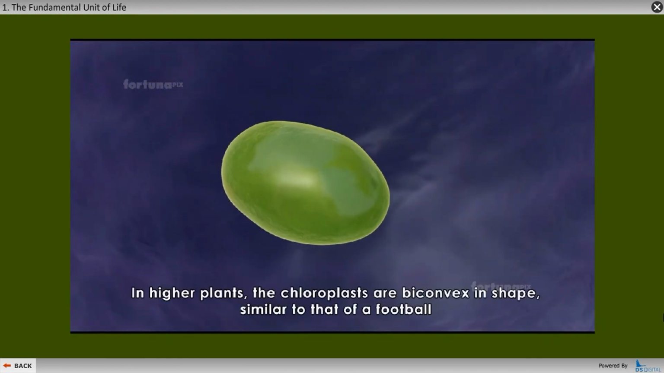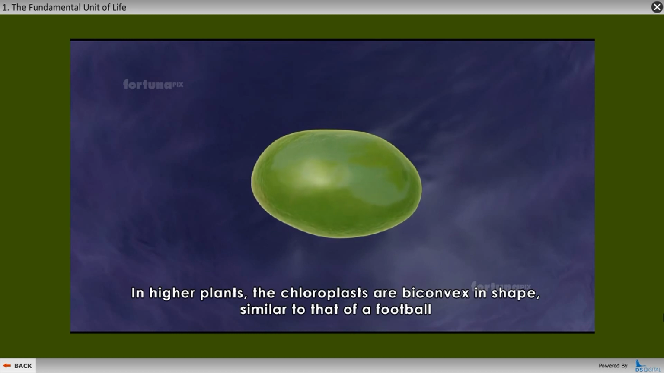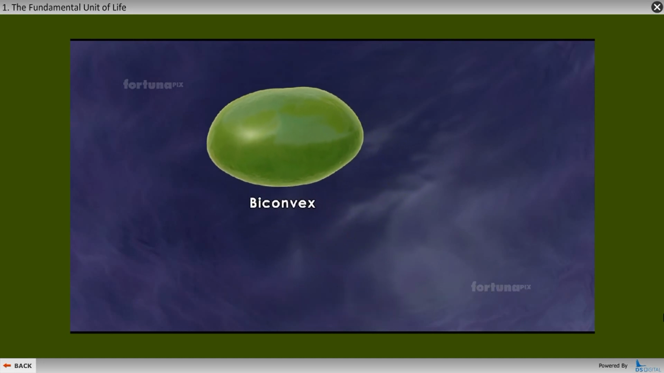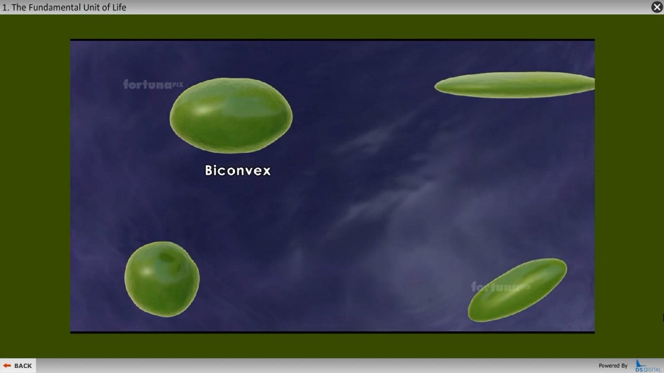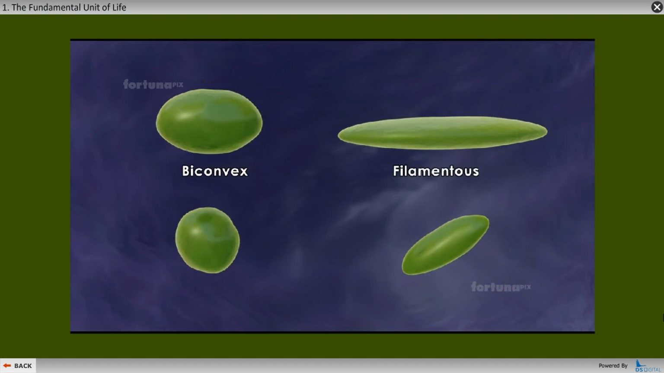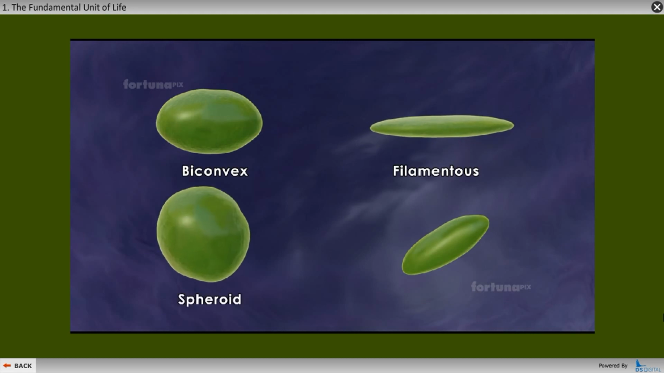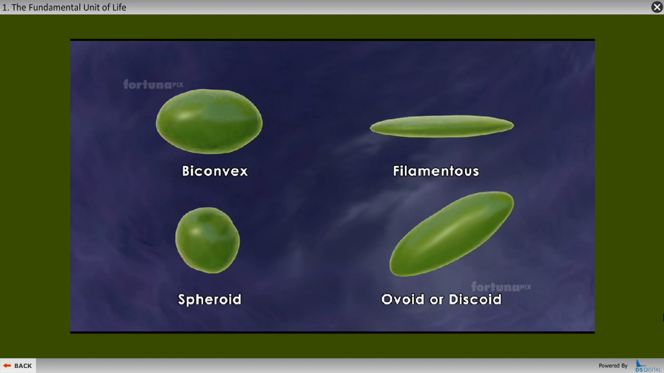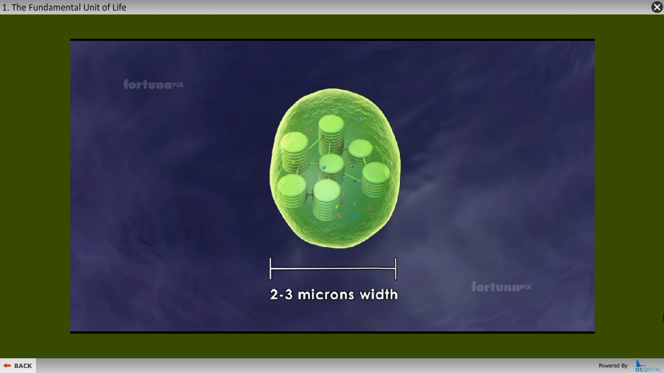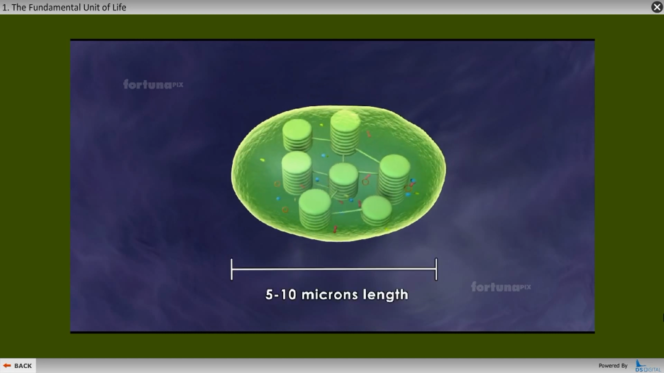In higher plants, the chloroplasts are biconvex in shape, similar to that of a football. However, in some plants, chloroplasts will occasionally take on other shapes such as filamentous, spheroid, ovoid, or discoid. Chloroplasts measure 2 to 3 microns in width and 5 to 10 microns in length.